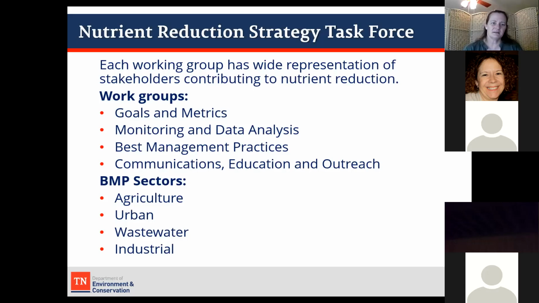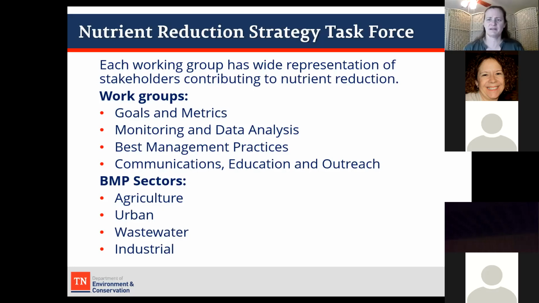So again, it was early 2019. And for about a year, this group met quarterly, and the ask of the group was to really think about how we want to measure success in Tennessee and what kind of goals we want to set for Tennessee for nutrient reduction. And for that year, 2019, I felt that we were making some really good progress.